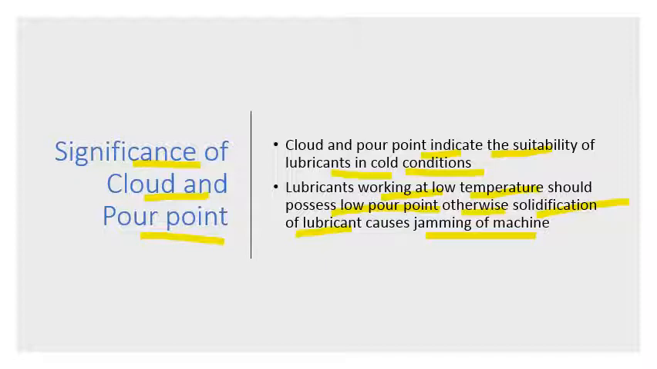So it is very necessary to know the cloud and pour point of the lubricant when we are using the lubricant in machines working at low temperature, like refrigerators and air conditioners. These are the major applications where the machine works at low temperature. So if we are using the lubricant in these machines, we should know its cloud and pour point. The same applies in cold climate conditions, where the temperature is always low. So we should know the cloud and pour point of the lubricant before using it in the application. That's the main significance of the cloud and the pour point.